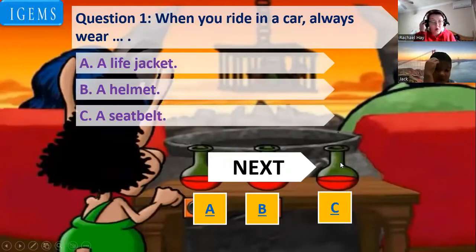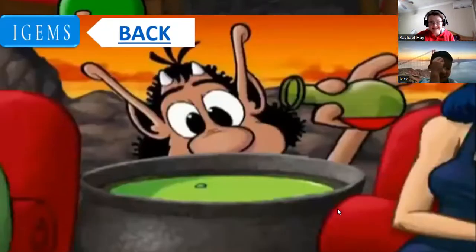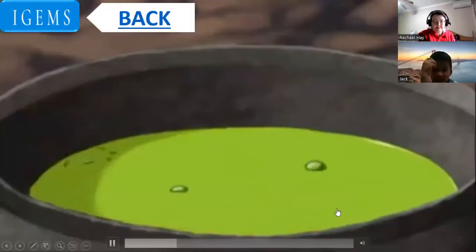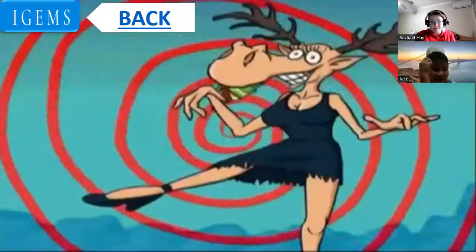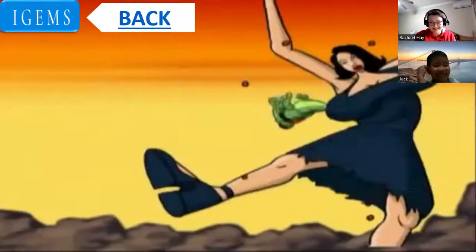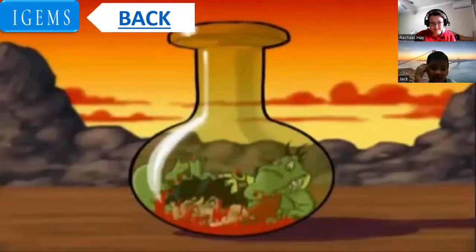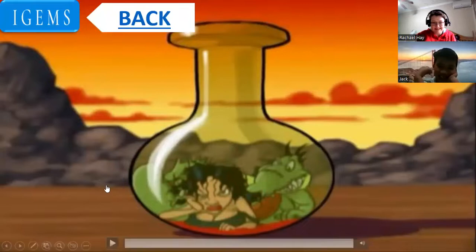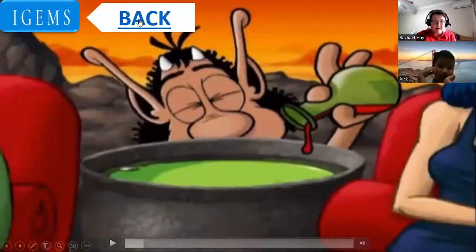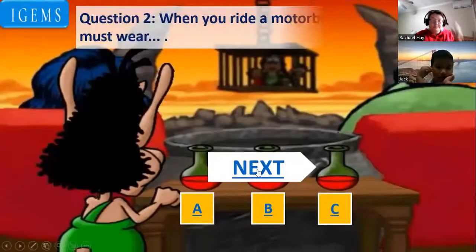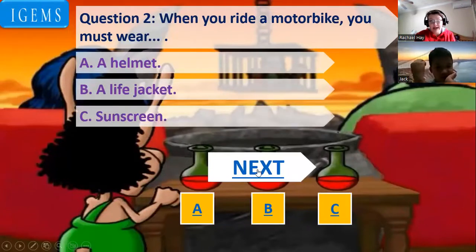When you ride in a car, always wear A, a life jacket, B, a helmet, or C, a seatbelt. Next. When you ride a motorbike, you must wear A, a helmet, B, a life jacket, C, sunscreen. C. Okay, we'll press C.